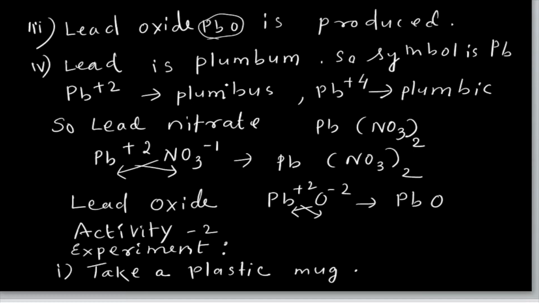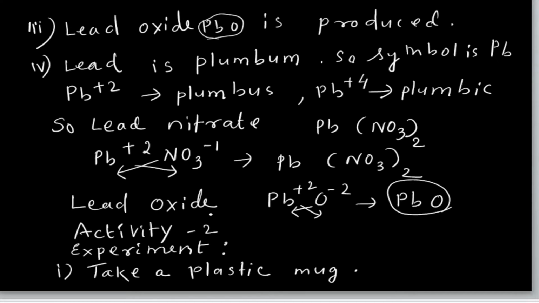Now, what about lead? You should know that lead is known as plumbum. Its symbol is Pb. Pb2+ is plumbous and Pb4+ is plumbic. Lead nitrate is Pb(NO3)2. How does the formula exist? Pb has a 2+ charge and NO3 has a 1- charge, so the 1 comes here and the 2 comes here, and the formula is Pb(NO3)2. Lead oxide: Pb has a 2+ charge and O has a 2- charge, so the formula is PbO.